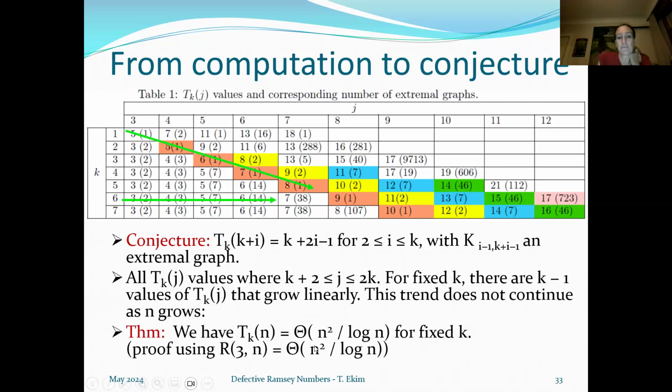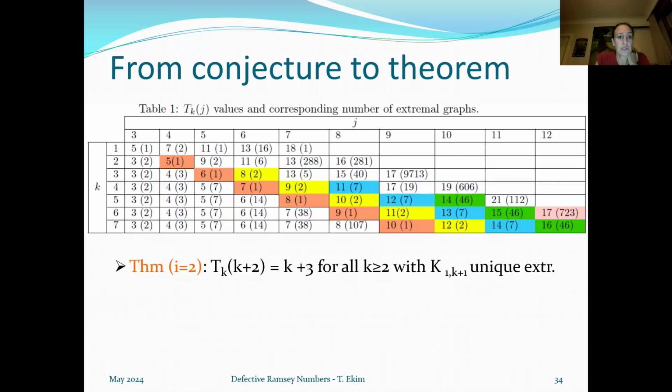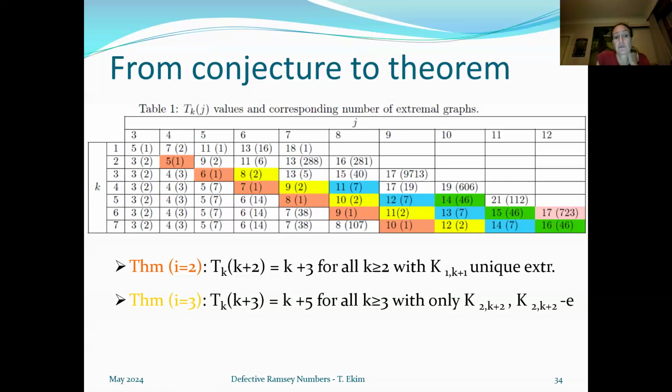We could show that T_n grows at the rate n squared over log n for fixed k. Okay, so this is from computation to conjecture, but we also have from conjecture to theorem, because we could show the orange diagonal. The orange diagonal corresponds to the conjecture for i equals 2, and we could show this result. We could also show the yellow one for i equals 3.